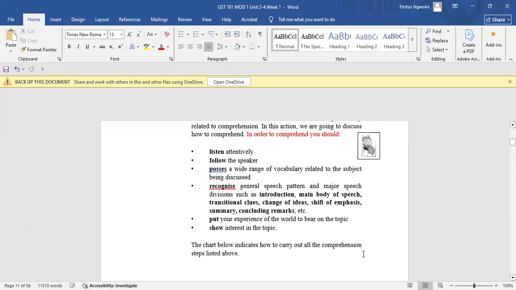Another one is to put your experience of the world to bear on the topic. That is why, if somebody is talking about a place you have been, your experience helps. If he mentions a particular thing, you try to use your experience. Maybe he's talking about travel. Immediately he mentions travel, and you have traveled before, what comes to your mind is the experiences you had, the type of experience you usually have when you travel. So that will expose you. That will open your horizon. It will not be difficult for you. So you will now bring your experience to bear with what he is saying.